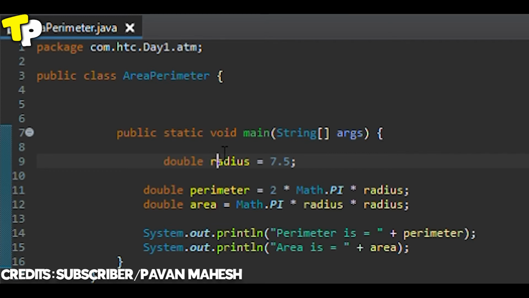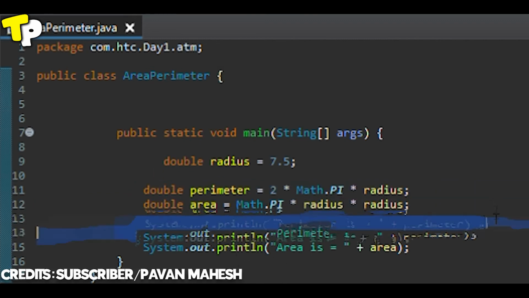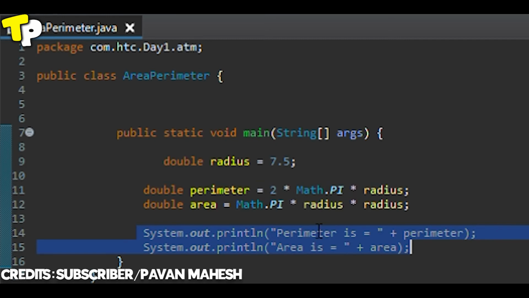Here I am specifying those: perimeter, area. So by default, I am assigning radius equal to 7.5 to get a general output. Here, double perimeter I have given as 2 into Math.PI into r, and area as pi r square. Here I am just displaying the content via System.out.println and I am running it.